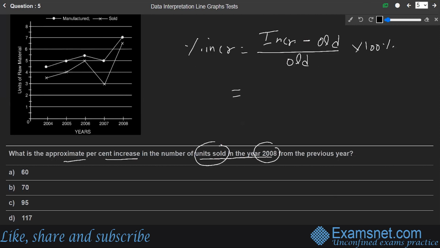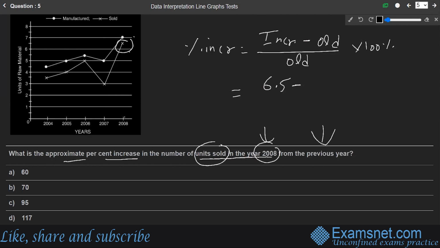So let us find out for 2008. He's saying number of units sold in 2008 from the previous year. Let us see from the graph. In 2008, the sold category value is between 6 and 7, so let us take it as 6.5, minus the older value. That older value will be the value of the previous year, as asked in the question.